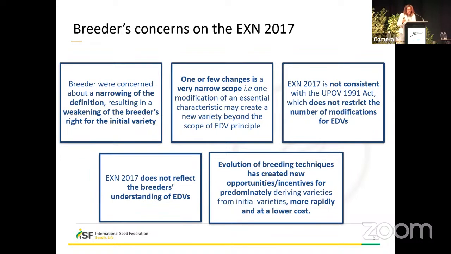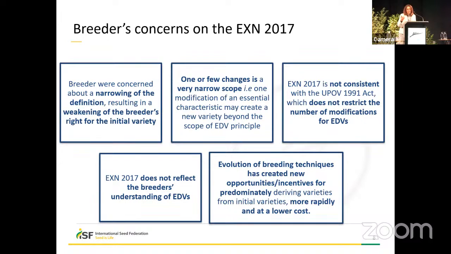Second one was one of the changes. And this is a very narrow scope. For example, one modification of essential characteristics by genotype would reduce the scope of the, so that's really a big issue.